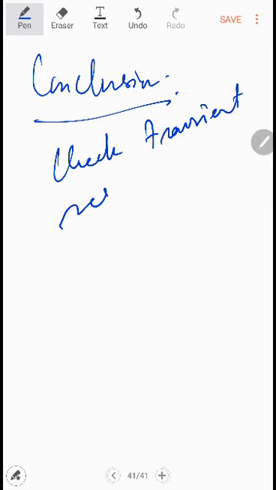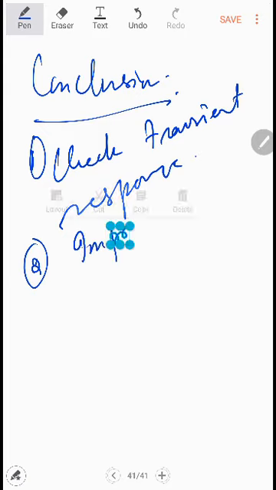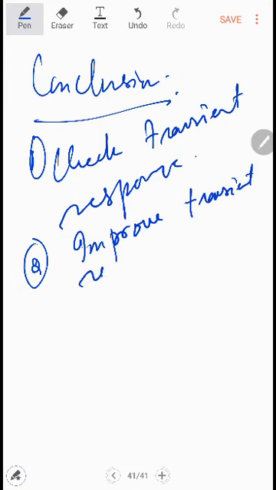In conclusion, what we have to do? Number 1, check the transient response of the system. Number 2, if the transient response is okay, fine; otherwise you have to improve the transient response. How to improve the transient response?